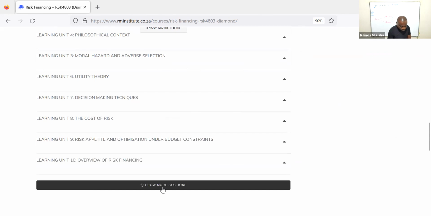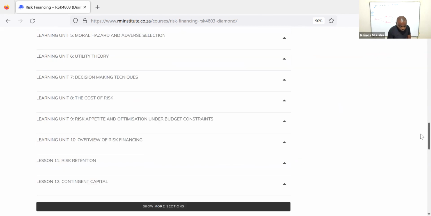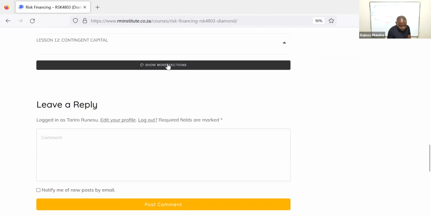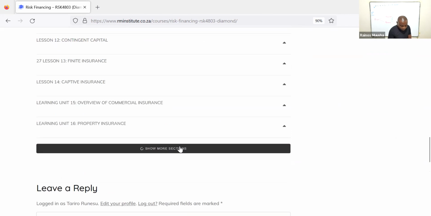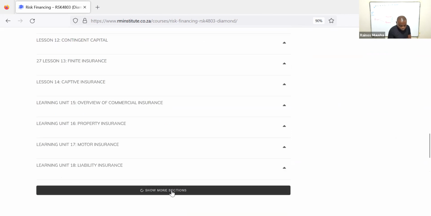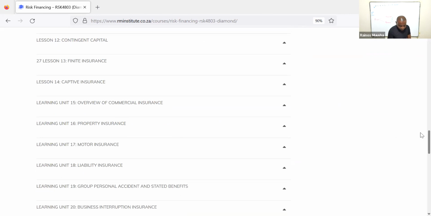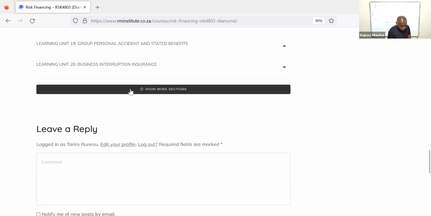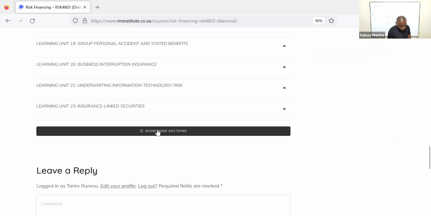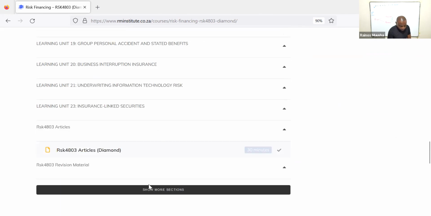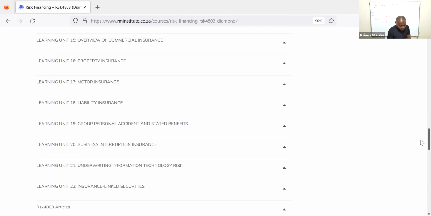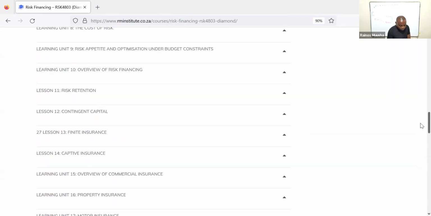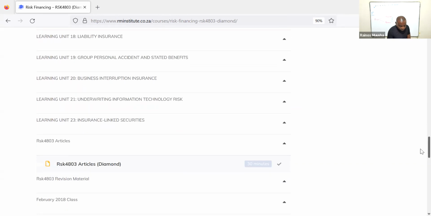When you click on show more sections there, it will show you the information of the different study units. So if you keep on clicking, depending on exactly which study unit you want to access, you just have to keep on clicking show more sections. So you see that you keep going down. So far, it has shown us the sections from study unit 1 all the way to study unit 23.